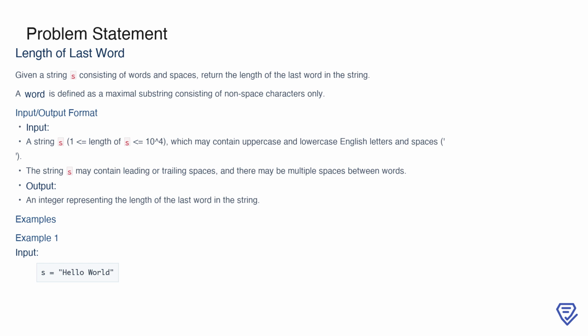Let's take a look at the input and output format. The input is a string S, where the length of the string is between 1 and 10,000 characters. The string can contain both uppercase and lowercase English letters, along with spaces. Importantly, the string may have leading spaces, trailing spaces, or even multiple spaces between words. The output is a single integer, which represents the length of the last word in the string.